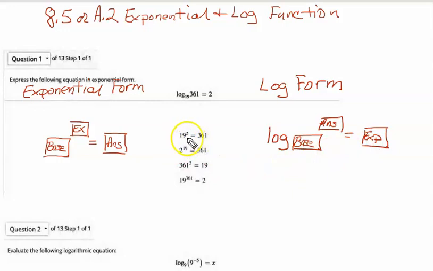So as we look at example 1, we're asked to put this, that is in log form, in exponential form. So what will our base be here? 19. What is our exponent? Well, logs equal exponents, it's 2. And that 19 to the second power squared is 361. And you're just matching it up. And there is your answer.